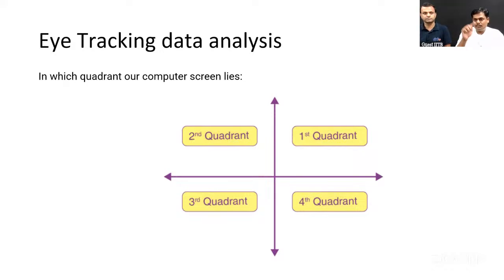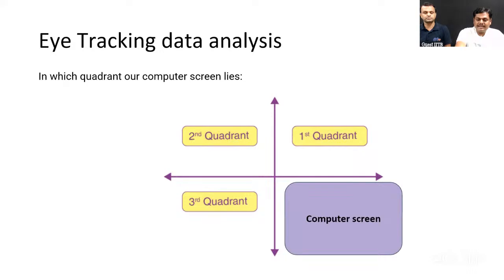So our computer screen lies in which quadrant? If someone asks you in which quadrant the computer screen lies, the answer is it is in the fourth quadrant. At the left hand top corner of the graph, the x and y axis intersection point comes, and this is the origin of the screen. From that point, it starts calculating the x axis and y axis.